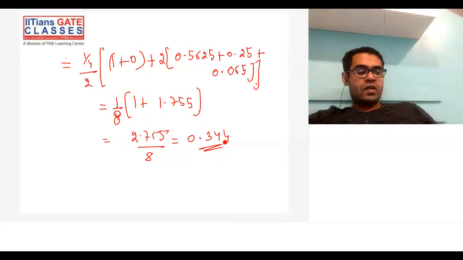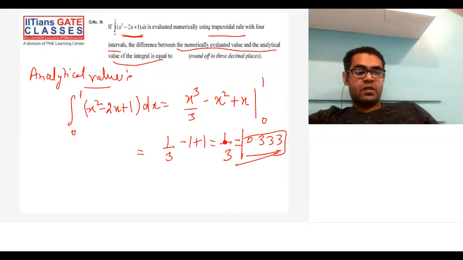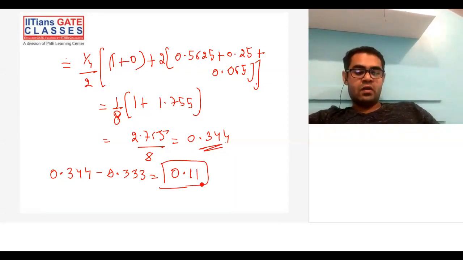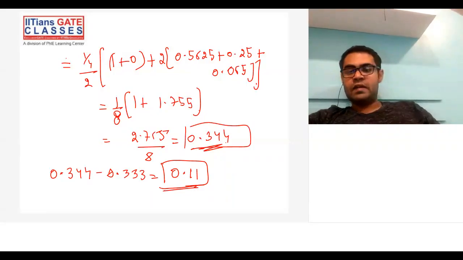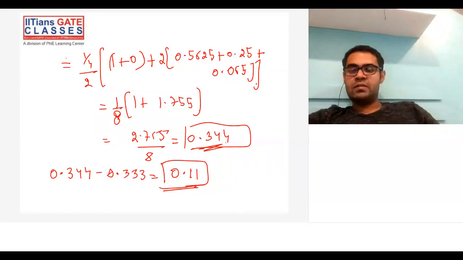Now check, what do you have to find? The difference between the numerically evaluated value and the analytically evaluated value. The numerical value is this, the analytical value is 0.333. So the difference is coming out to be 0.11. Your answer may vary a little, because it depends on how far you have taken the values and how much accuracy you have taken. But the approximate answer will be 0.11, and this is how you have to solve this question.